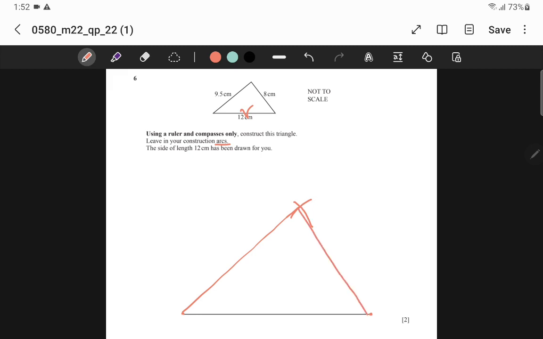Okay, leave the arc there. It says leave in your construction arc, and then you write it like 9.5 centimeter, and then here 8 centimeter, and then here is 12 centimeter.